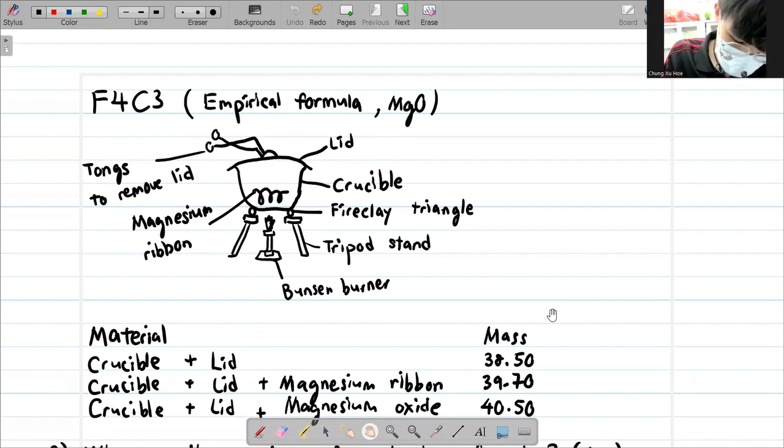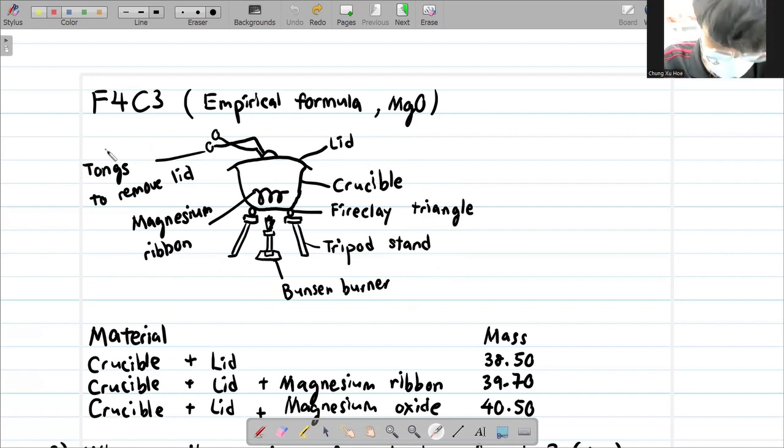So here, this is what we'll be doing in our lab. If let's say you did it in your school, you probably know what happened here. So here we have our lid. Of course, we have a lid, the one that you cover with. And we have our crucible. We have our fire clay triangle, tripod stand, Bunsen burner, magnesium ribbon, and tongs to remove the lid.